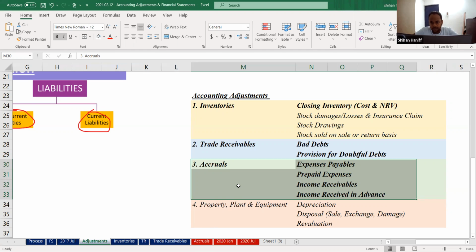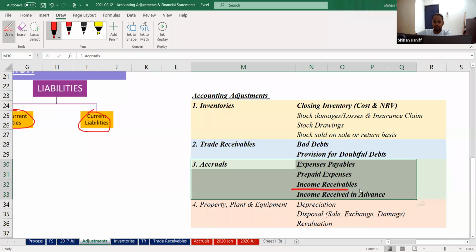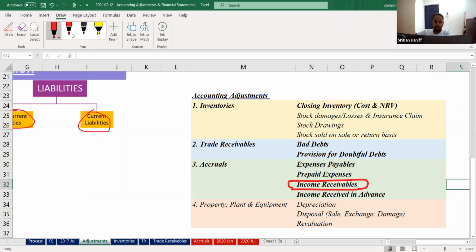When it comes to the accrual adjustment, we have to divide it into income and expenses. Income has two parts. Income receivable, which is an asset. Income received in advance, which is a liability.